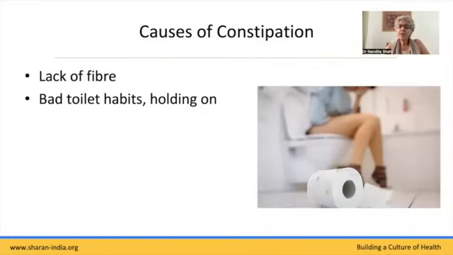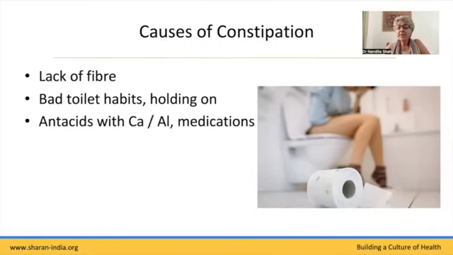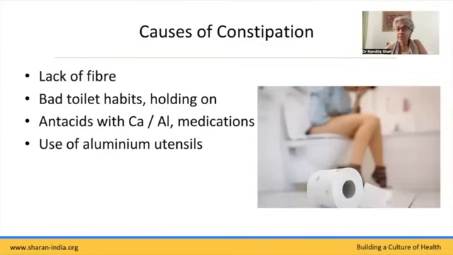Another thing is bad toilet habits, holding on. Like if you feel the urge to go, but then you don't have a toilet nearby and you hold on, and then the stool becomes harder and harder to release. Also, antacids with calcium or aluminum can cause constipation. And that's why we really want to avoid any kind of medication. Other medications can also cause constipation. And so we want to avoid all medications just so that we don't unnaturally get constipation. And that goes for aluminum utensils as well. Avoid all forms of aluminum.